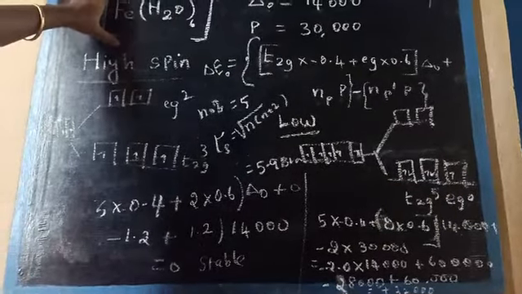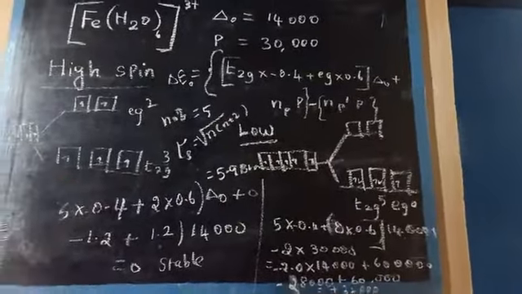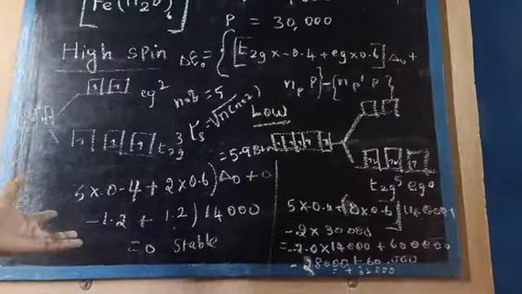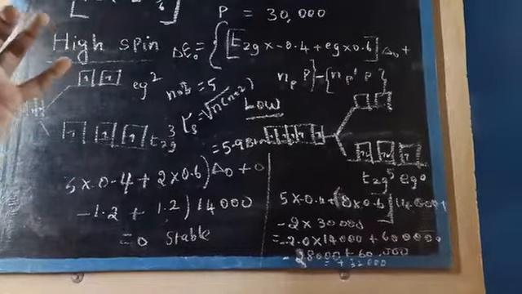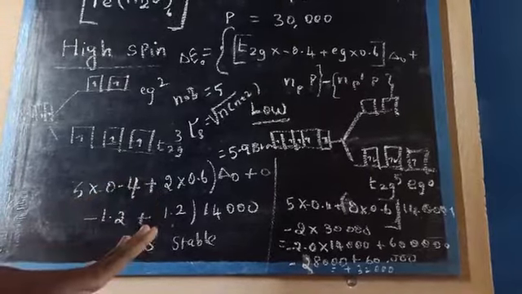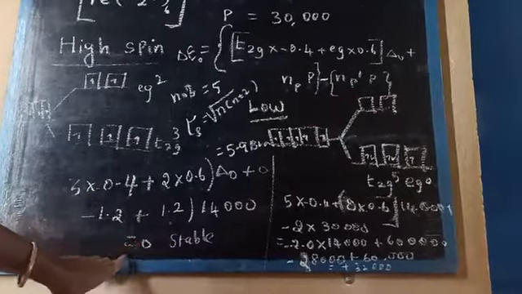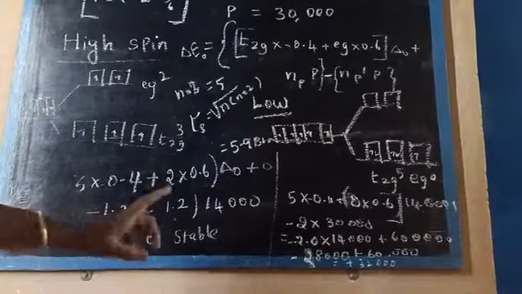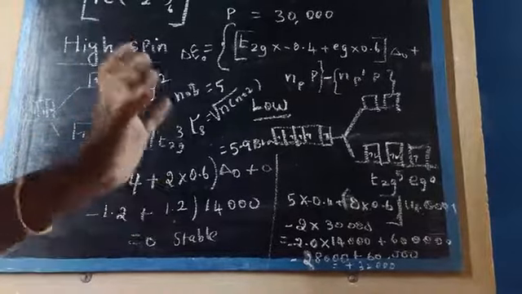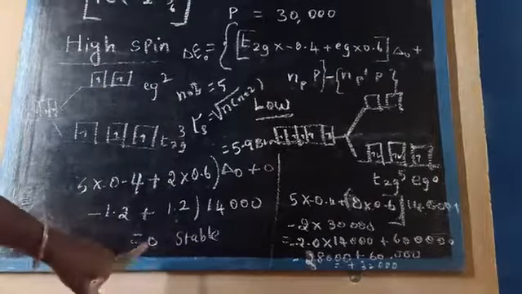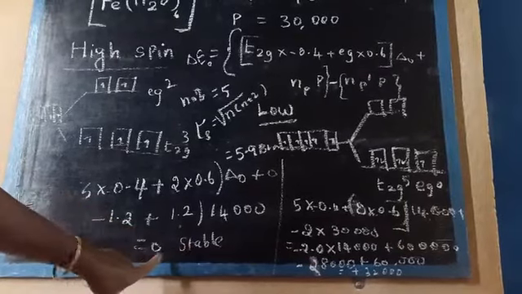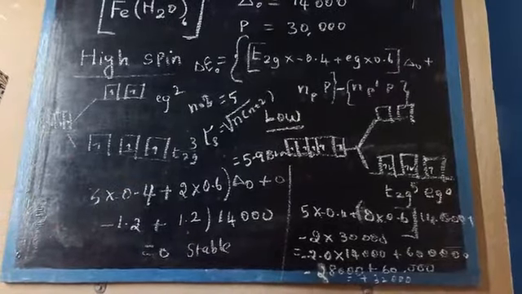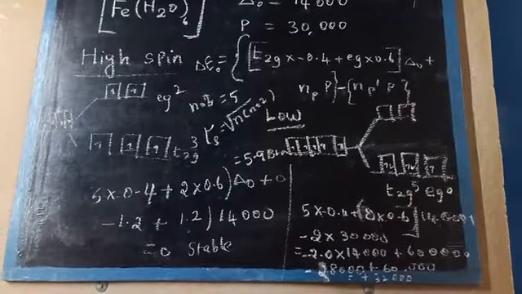If any coordination compound is given, using the crystal field theory, to find out whether the high spin complex or the low spin complex is favored, based on the delta E0 value we come to the conclusion that such and such is favored. Once again, 0 means it is stable, a negative value means more stable, positive means it is unstable, it is not favored. Children, I hope you understand this session.